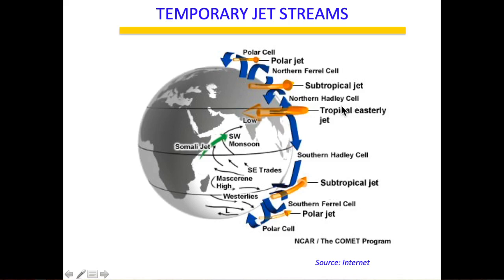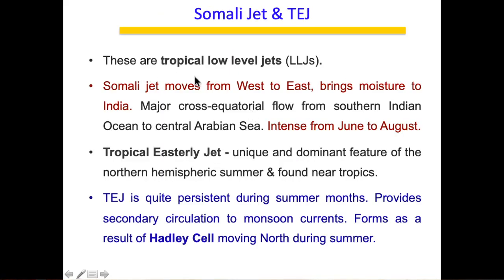These two, this and this. They are not too common. They are only common during the summer monsoon. Somali jet moves from west to east, whereas tropical easterly jet moves from east to west. These are low-level jets, like I already discussed before. Somali jet is a major cross-equatorial flow from the South Indian Ocean to the Central Arabian Sea and to India, and it helps in bringing a lot of moisture to India and hence a lot of rain to the west coast of India. It is very intense during the June to September months.